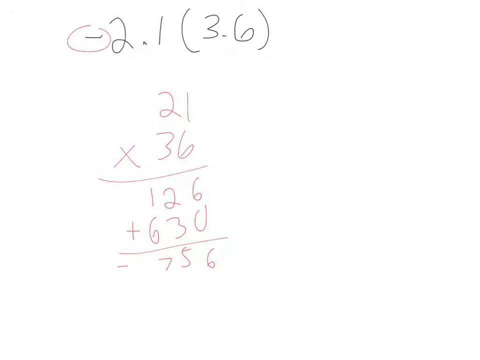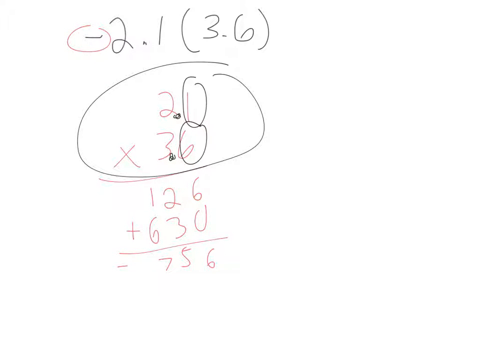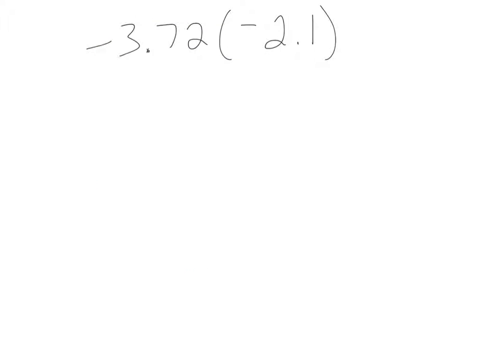And then this is what I tell students to do. Go back and put the decimals in now. All you do is say how many numbers are behind the decimal in the problem. So up here, how many numbers are behind the decimal? 1, 2. So I need 1, 2 numbers behind the decimal in the answer. So it's negative 7 and 56/100. That's it. Let's try this one.